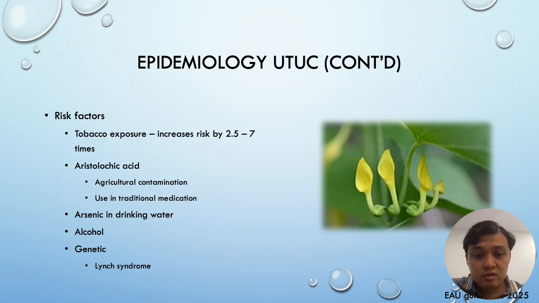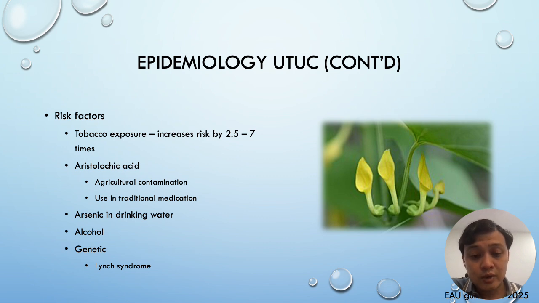Risk factors are the same as bladder. Tobacco exposure is very important. But the other famous thing for UTUC is aristolochic acid, which can be seen in one of the Aristolochia species as shown in the picture. This is quite interesting because it was first found in the Balkans due to agricultural contamination, where the seeds from this plant mixed with the wheat and were ingested by the people there, who developed UTUC. Closer to home, in the Chinese, it was used in traditional medication, and has now been banned because of its well-known risk of cancer.